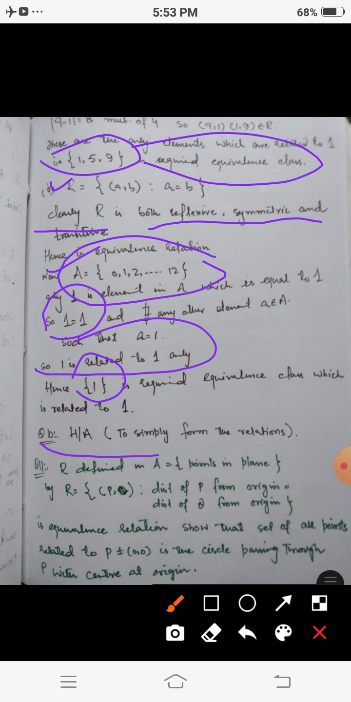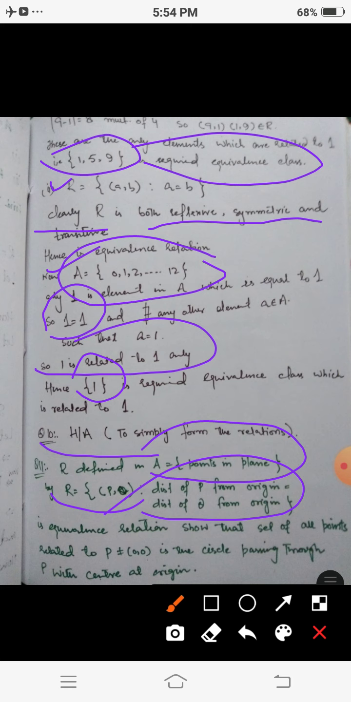Now question number 11: R is defined in A, where A is the set of all points in the plane. Set of all points means Cartesian points. R is defined as the ordered pair (P, Q), where P and Q are points in the plane, such that the distance of P from the origin equals the distance of Q from the origin. We have to prove that this is an equivalence relation.